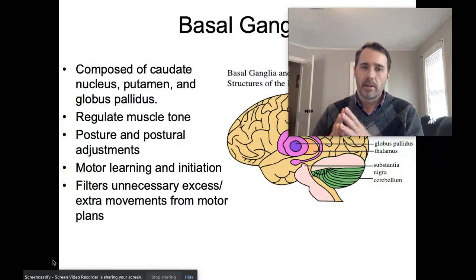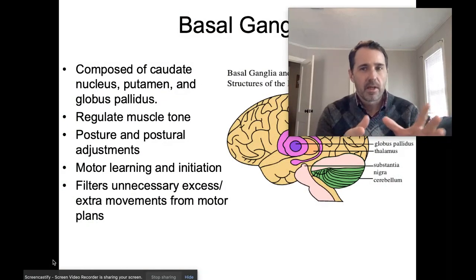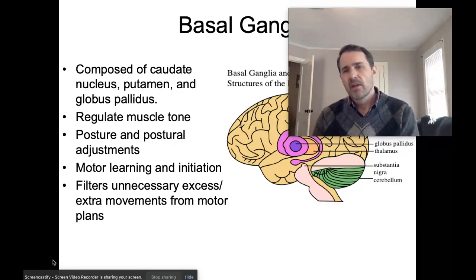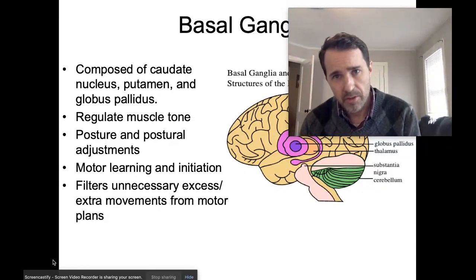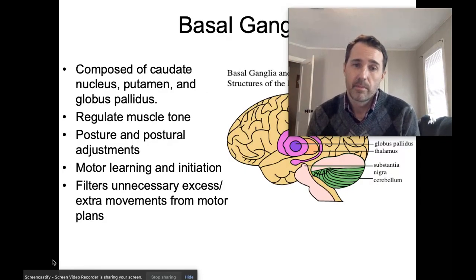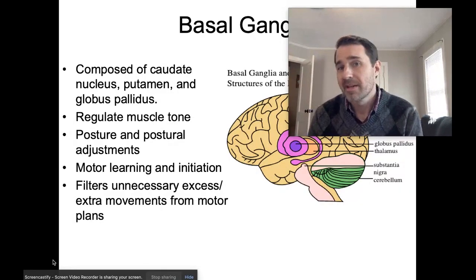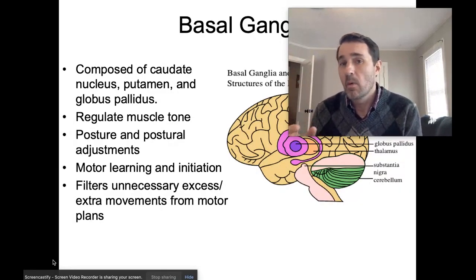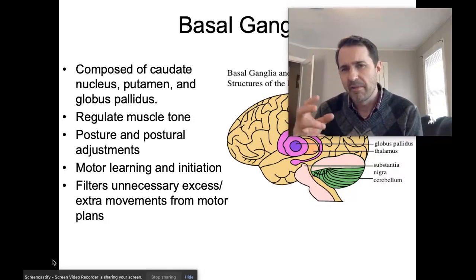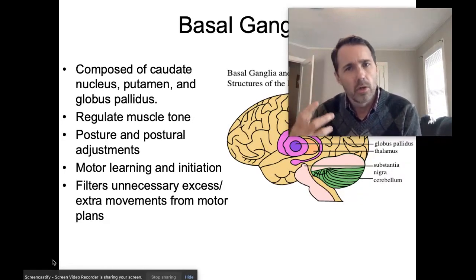So someone with non-functional basal ganglia, if these are the things that the basal ganglia does normally, then if your basal ganglia is not working appropriately, you're going to have abnormal muscle tone. You can have abnormal posture, inappropriate posture. You're going to have difficulty learning new motor skills. Like, don't expect to be picking up the piano or a new sport if you have basal ganglia problems, because you're going to have a lot of difficulty with new motor learning.